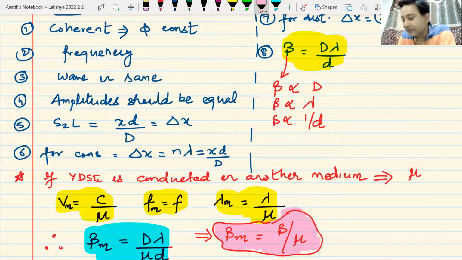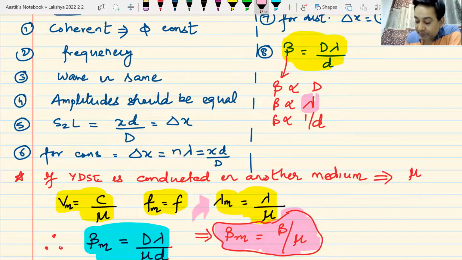It decreases. And why does it decrease? Because it is directly proportional to wavelength. The wavelength in the medium becomes lambda divided by mu. And that is the reason the fringe width becomes beta divided by mu. I'll give you a minute to note this down.